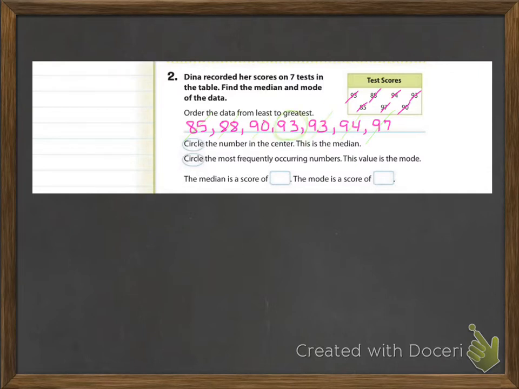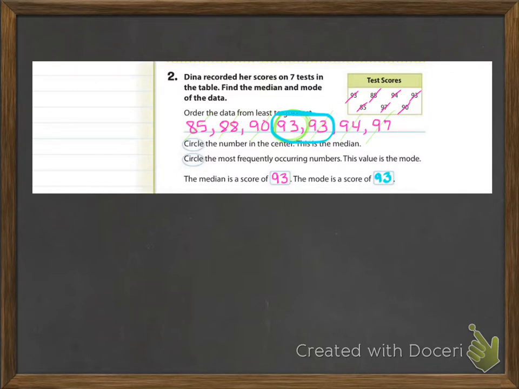So you'll notice that right here, what I'm circling is the number 93. This is my center number, so that is my median. So down below where it says the median is a score of, we're going to go ahead and write 93 in that first box. And then the last thing you need to do, it says to circle the most frequently occurring numbers. This value is your mode. Well, the numbers that show up more than once happen to be 93. So I'm going to go ahead and put a circle around those two numbers. And over on the bottom where I'm going to write what the mode is, I'm going to also write the number 93.